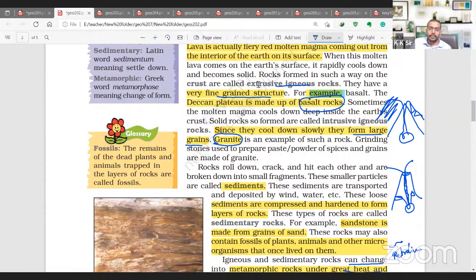Those who have studied science. थोड़ी साइंस की परीक्षा हो जाए. Intrusive igneous rocks will have large grains.